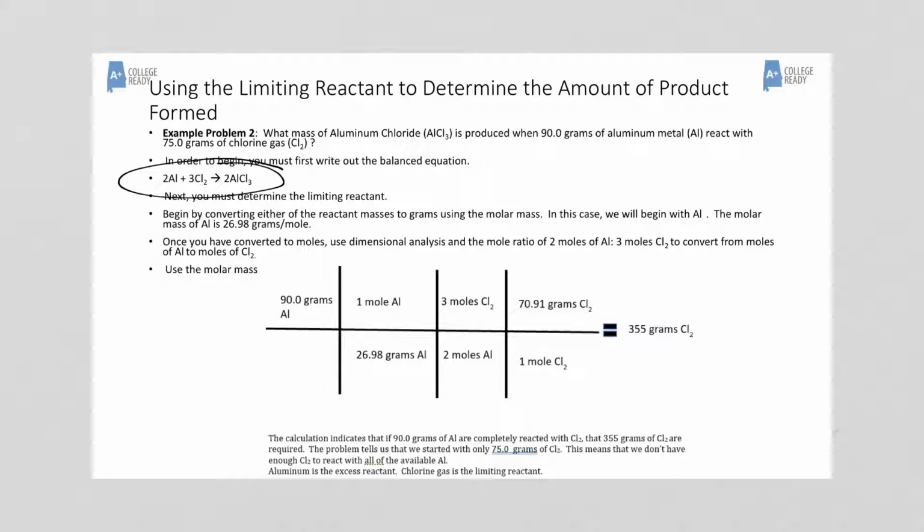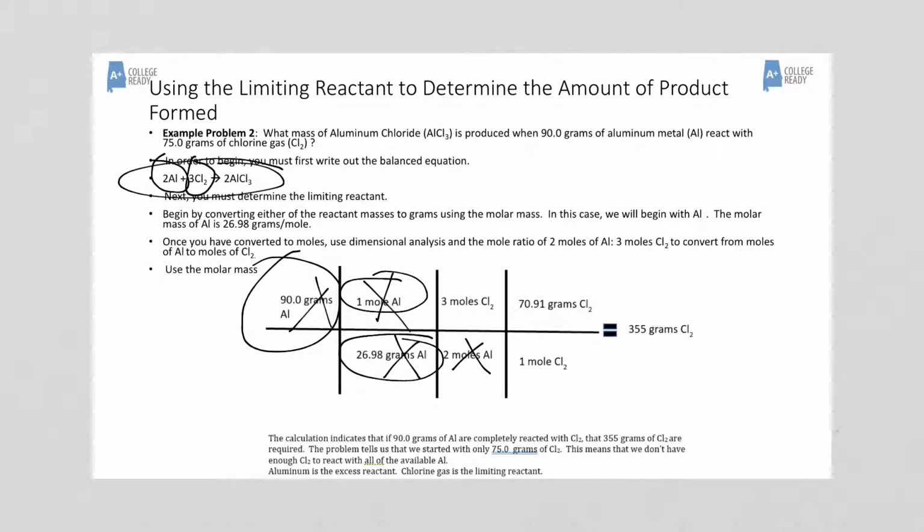We can start our calculation with either the 90 grams of aluminum or the 75 grams of chlorine gas. It doesn't matter, but we've got to determine what the limiting reactant is. I'm going to start with the aluminum, and I'm first going to convert the 90 grams of aluminum to moles using the molar mass. Grams cancel. I'm going to do a mole ratio between my chlorine and aluminum, which is going to be 3 to 2 moles. The 2 moles of aluminum cancel out there.